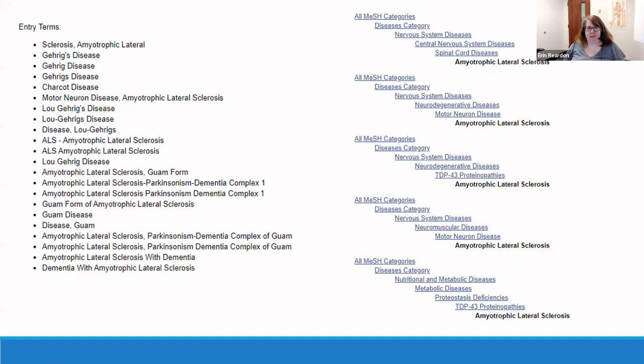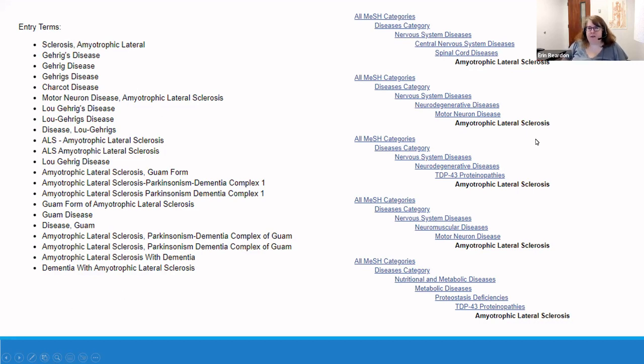And if I want to find all these articles, I would want to find a way to capture all these different ways to describe it. So that's why it would be really helpful to use the MeSH term in this situation, because the MeSH term is going to find all these different ways there are to describe it.